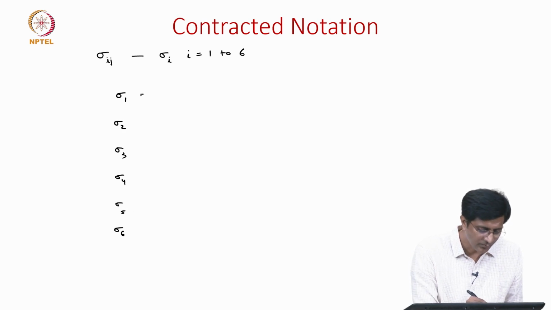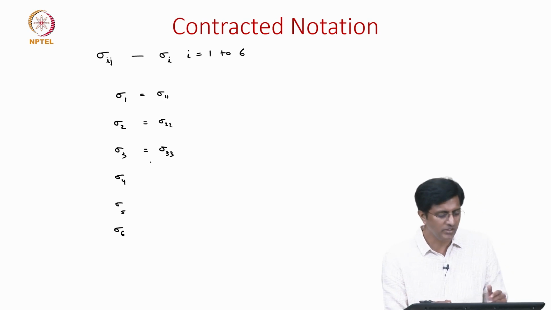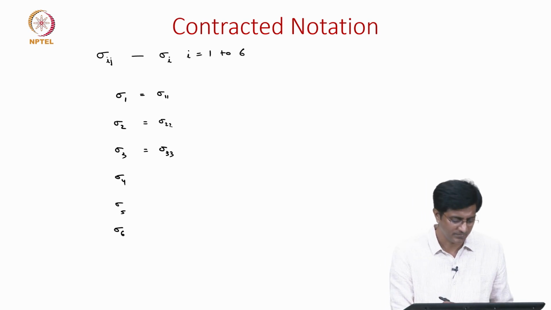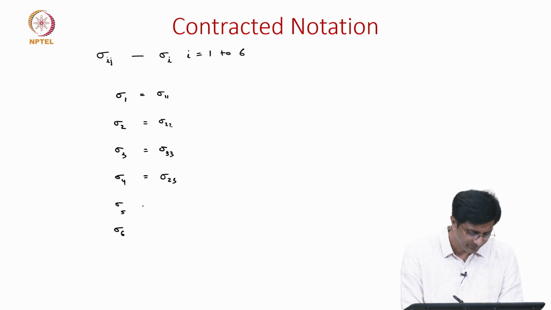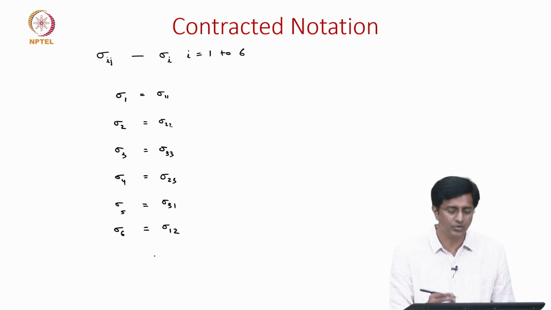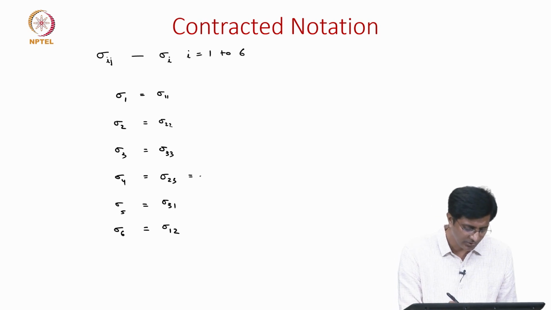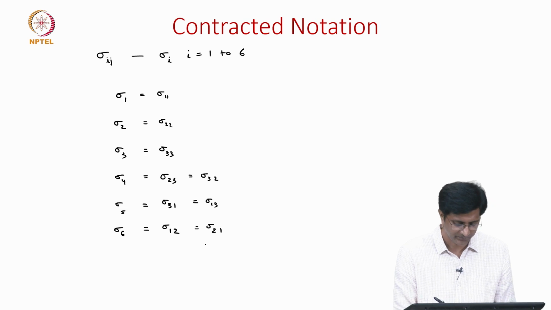So, usually sigma 1 is sigma 1, sigma 2 is sigma 2 and sigma 3 is sigma 3. As you can see, the first 3 are the normal stress components. Then come the shear stresses, which are sigma 4, which we will write as sigma 23, sigma 5 as sigma 31, and sigma 6 as sigma 12. But we already know from stress symmetry that sigma 23 is also sigma 32, sigma 13 is sigma 31, and sigma 12 is sigma 21.